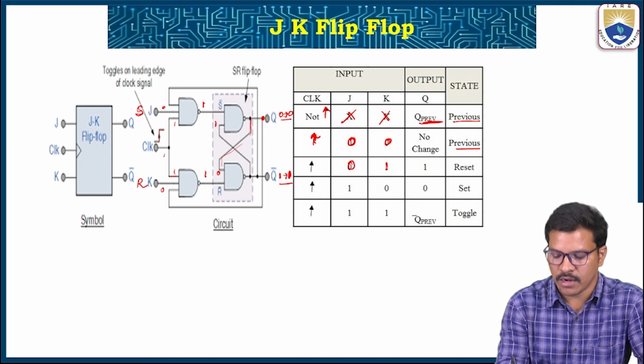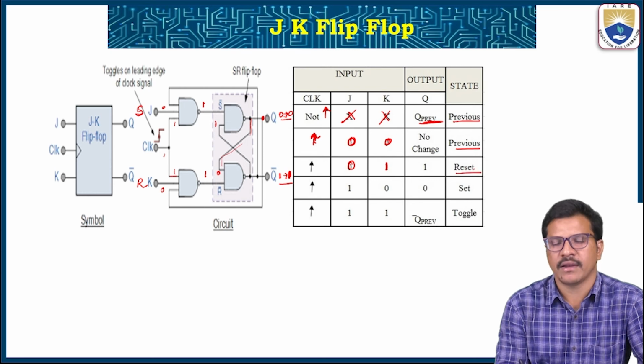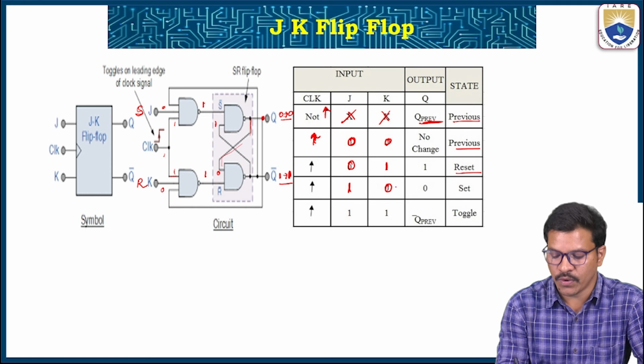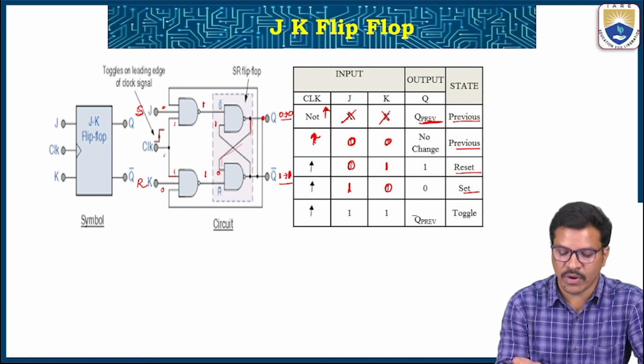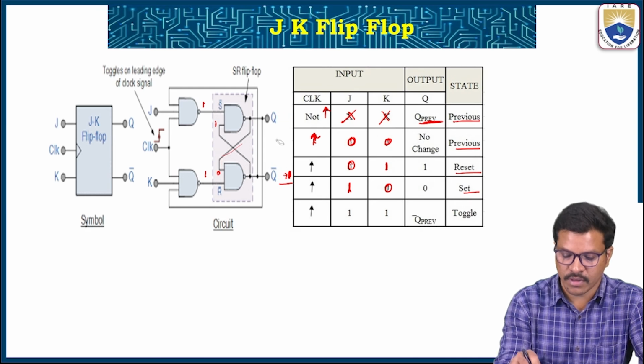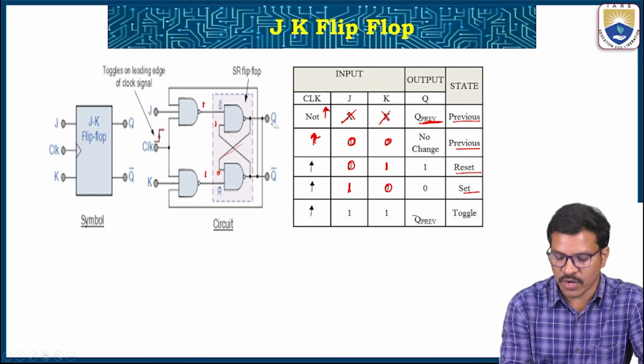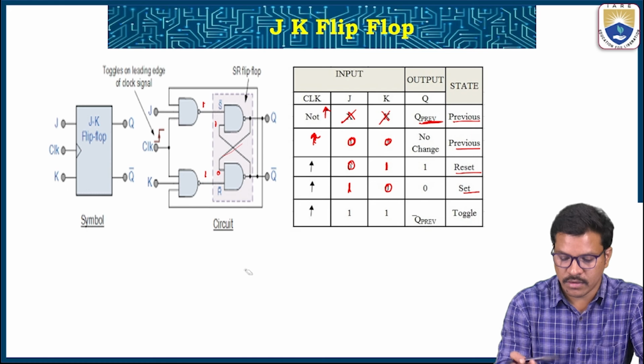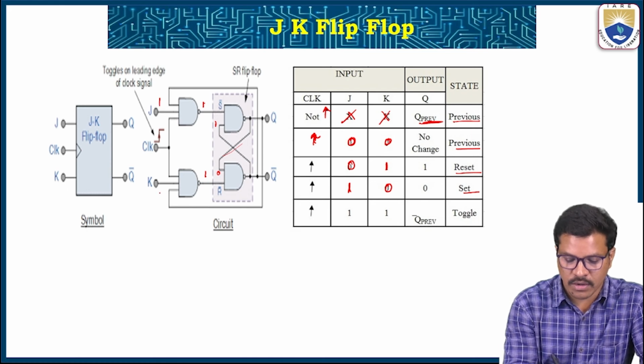0 1 is similar to the SR flip-flop: reset. 1 0 is set. What happened when 1 1, because of this connection? What happened in the 1 1? So when 1 1, J is equal to 1, clock is high.